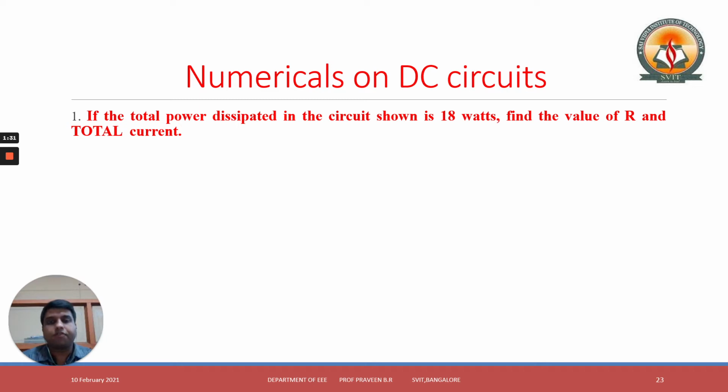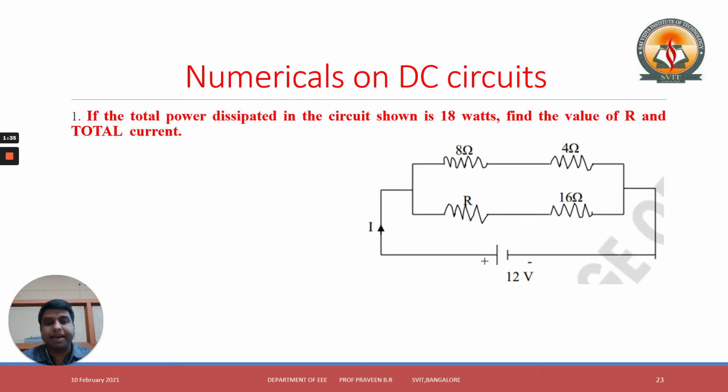Let us solve the first numerical. If the total power dissipated in the circuit shown is 18 watts, I have to calculate the value of R and the total current. We understand here that resistance 8 ohm and 4 ohm are connected in series, and resistance R and 16 are connected again in series, and this combination is connected in parallel.